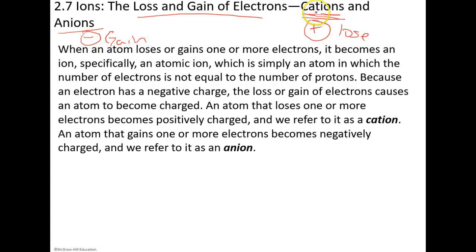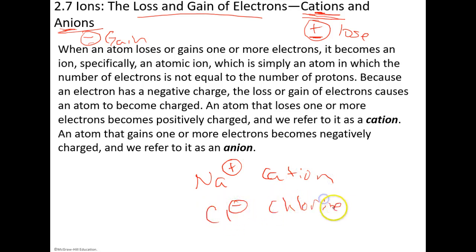Pretty simple. Cation has a T on it, which looks like a positive symbol. Anion has an N for negative. Easiest way to remember it. Okay, so like sodium has a plus charge, so sodium is a cation. This is a sodium cation. Cl minus usually has a negative 1 charge. This is called a chlorine anion.